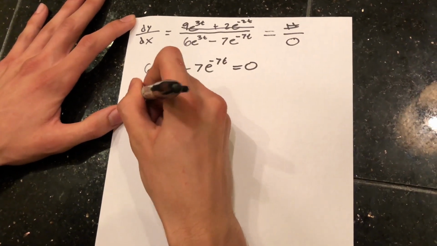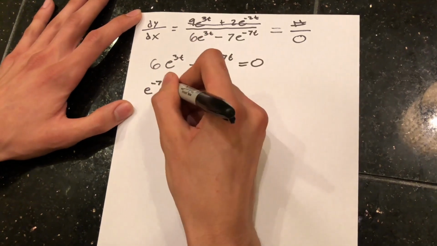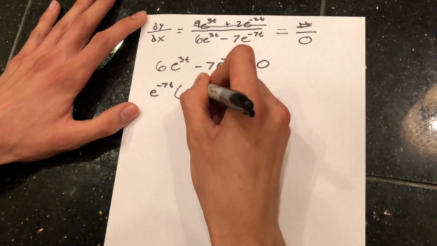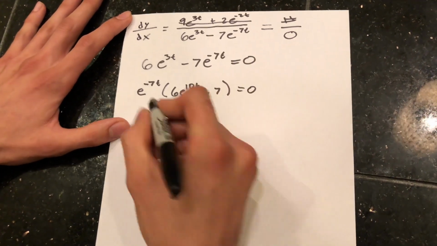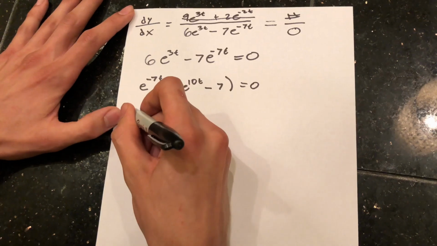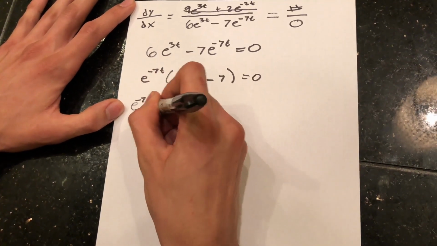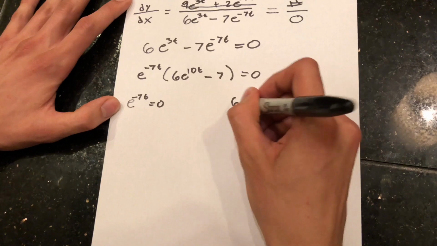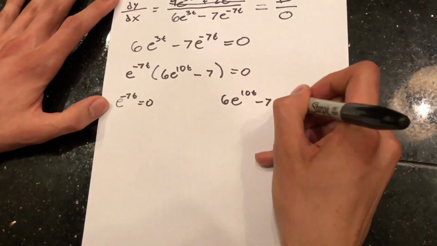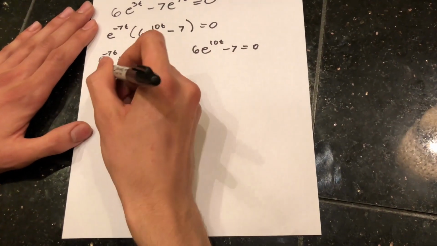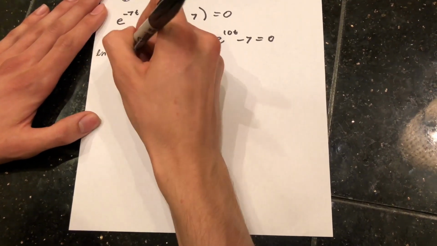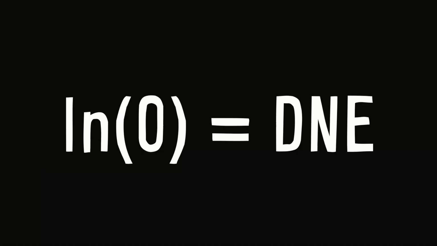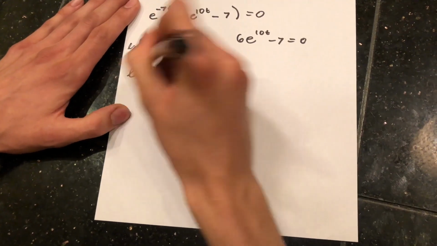So here we can factor out e to the negative 7t, which would leave you on the inside with 6e to the 10t minus 7. And from here, we can set each part equal to 0. So you'll have e to the negative 7t equals 0. And you'll have 6e to the 10t minus 7 equals 0. For this part, you need to take the natural log of both sides to isolate t. And this doesn't exist. The natural log of 0 does not exist. So this cannot be an answer.